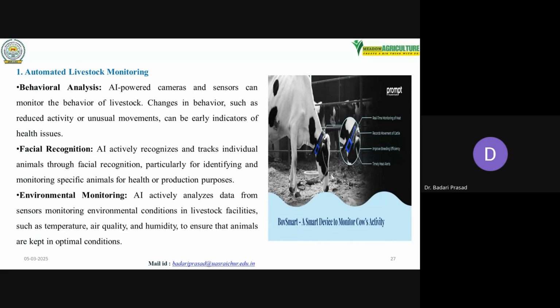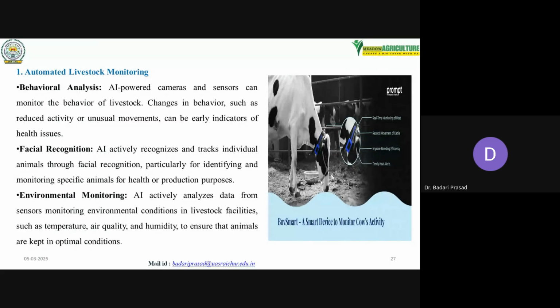So by just sitting at one place, we can monitor the pregnancy period or the delivery periods, or if there is any ill case, we can monitor. If there is any itching or any pest on the body, based on the movement or the behavior of the animals, we can watch. So such are the advantages we have by behavioral analysis.